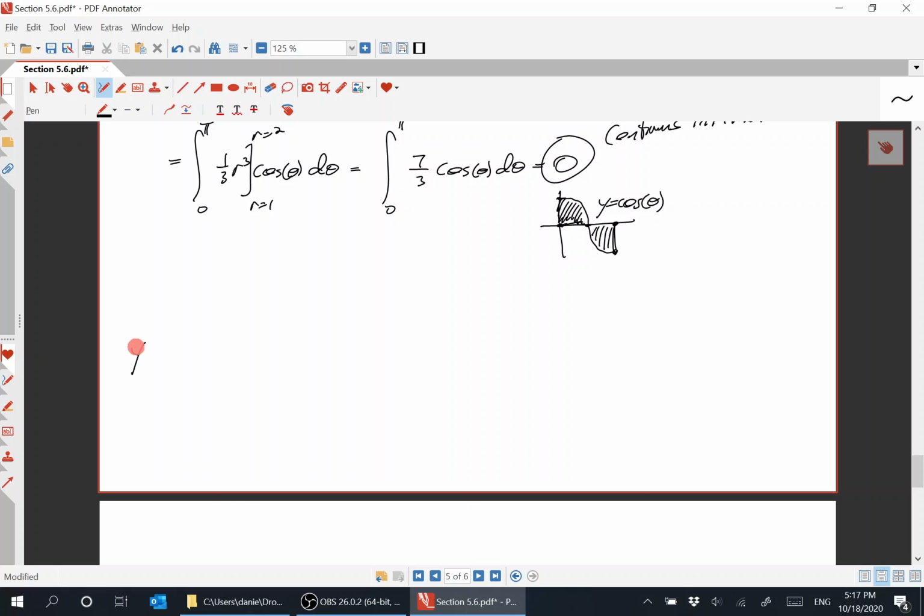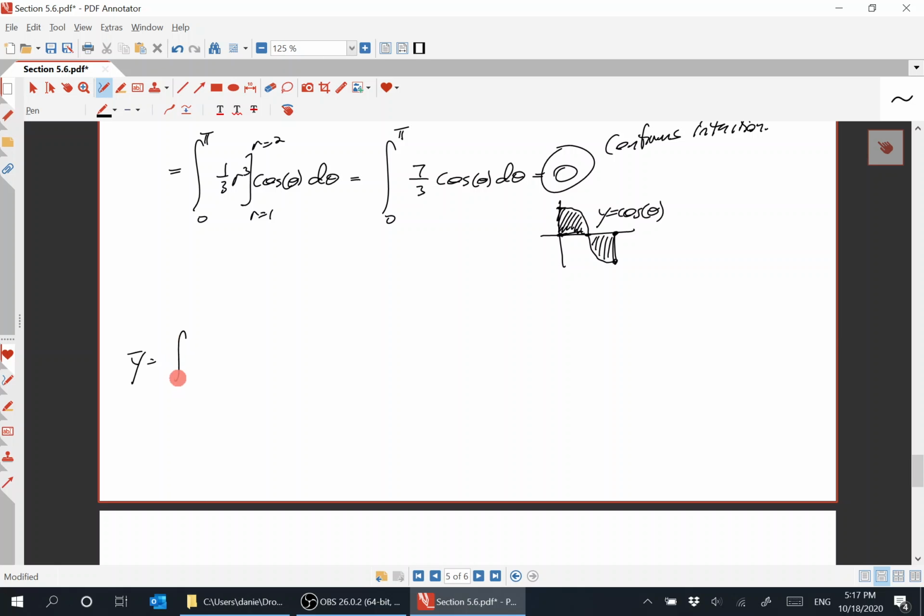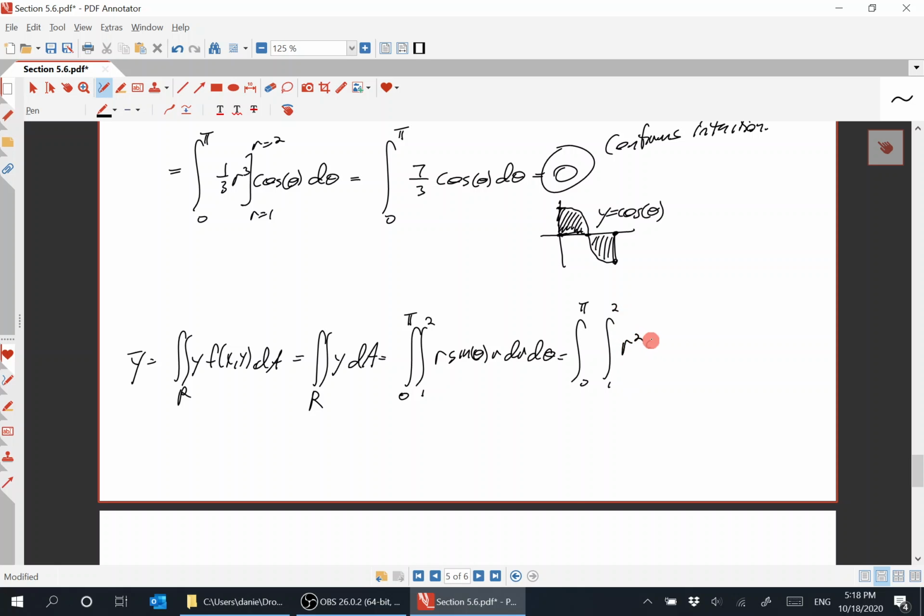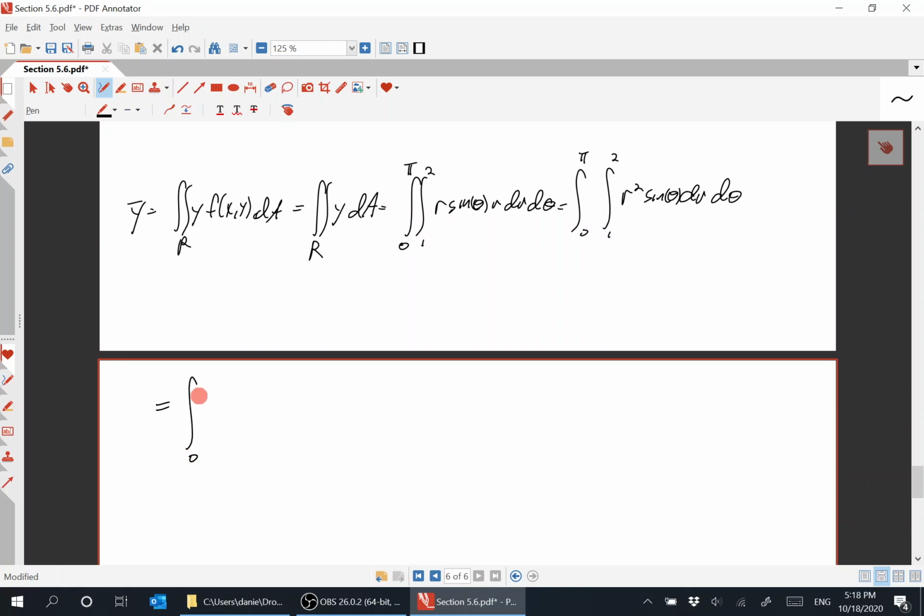And then y bar is equal to double integral over R of y f of x y dA. So double integral over R of just y dA. So that's the integral from 1 to 2, 0 to pi. Y is r sine of theta, r dr d theta, which is the integral from 0 to pi, integral from 1 to 2, r squared sine theta dr d theta. We already calculated this integral of r squared from 1 to 2, right? It's 1/3 r to the third from 1 to 2. So that's 8/3 minus 1/3, 7/3.